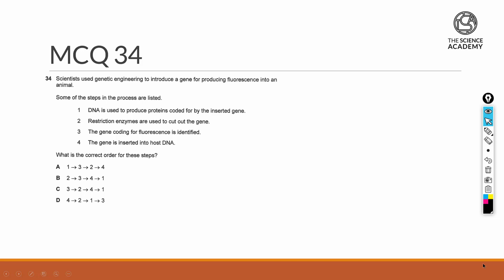In MCQ 34, we will investigate genetic engineering and check out the chronological order to introduce a gene that produces fluorescence into an animal itself. So step 1 over here is always to identify the gene of interest that actually gives rise to the particular fluorescence characteristic.